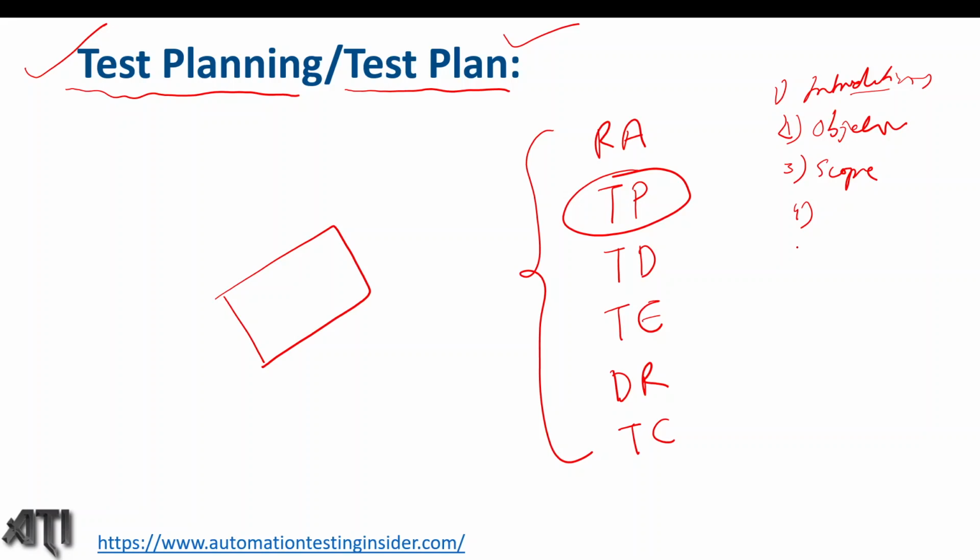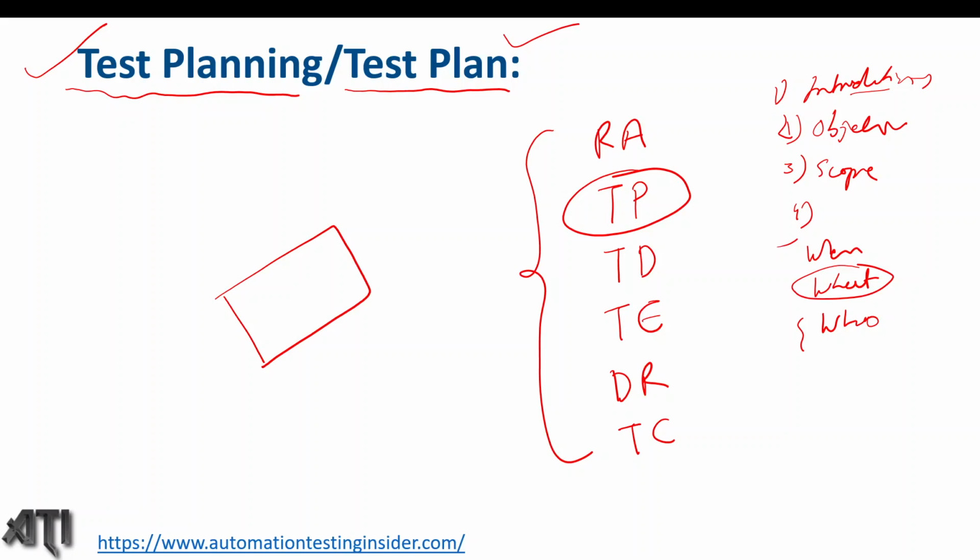So basically we'll discuss when to test the application, what to test, and who will test. Who will test is nothing but the resources. When to test is the schedule of the testing, and what to test is what items are there for testing, like in scope and out of scope. So these are the different sections of the test plan, guys, which we'll discuss in coming slides one by one.